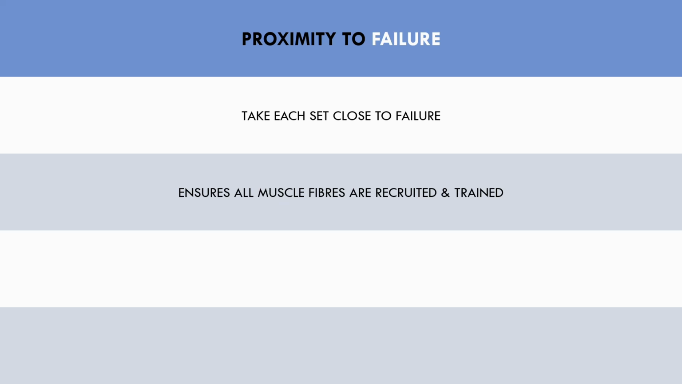As a practical guideline, the majority of training in the 6 to 12 rep range should take each set around 1 to 2 reps in reserve. When training with higher rep ranges in the 12 to 20 plus range, trainees should take each set around 0 to 1 reps in reserve.